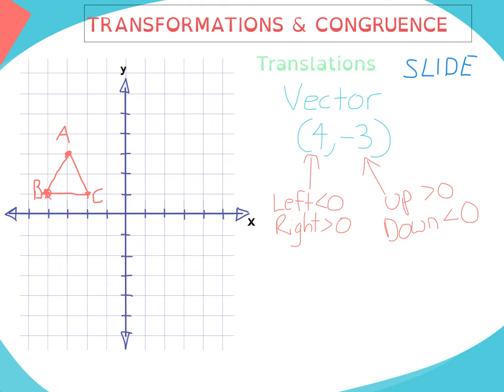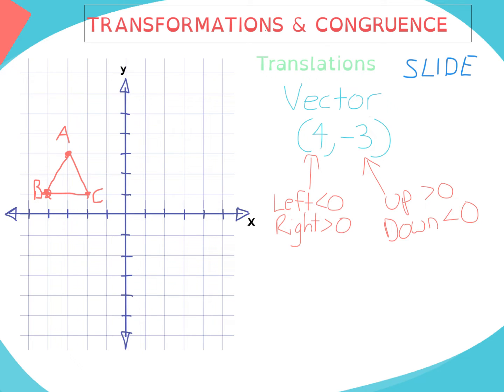Thank you so much for tuning into this video in which we will look at transformations and congruence. So transformations are just translations, reflections, and rotations. Let's start here. A translation is colloquially called a slide, though its proper name is a translation. When you translate a shape, you just slide it, you just move the shape.